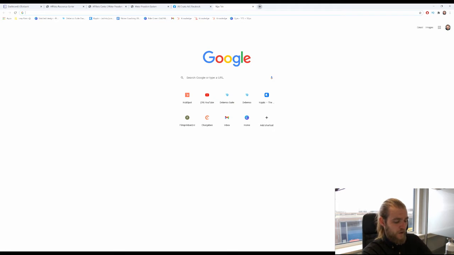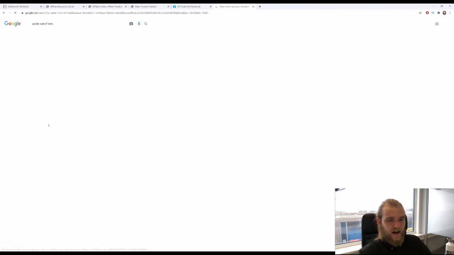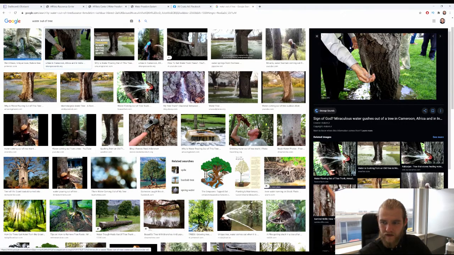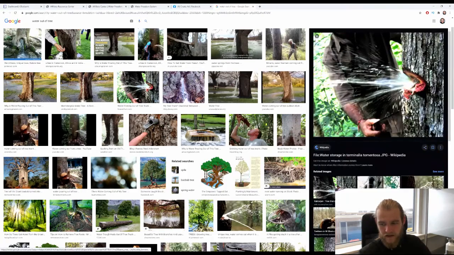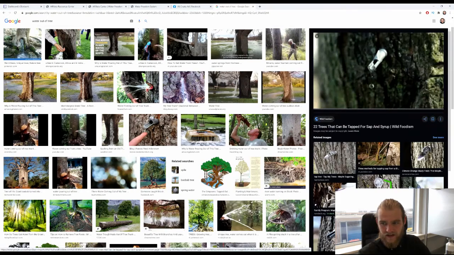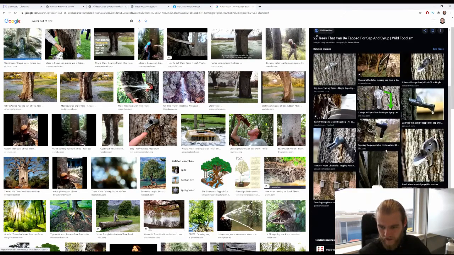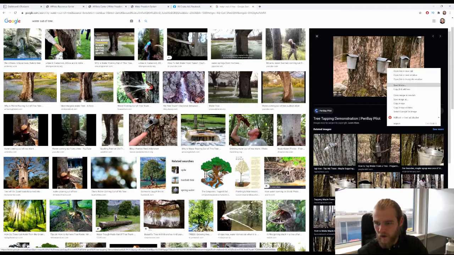So let's open up Google. And a lot of people are using these images right here. Water out of tree. All right. So we have this one. This one is actually a pretty good one, by the way. Oh, I've seen this one 1,000 times now. This one as well. I've seen this so many times, and that makes it less strong. This one is pretty good as well, but I feel like I've seen this before as well. Let's see. That one is dope. I like this one. I really do. Let's download this one.